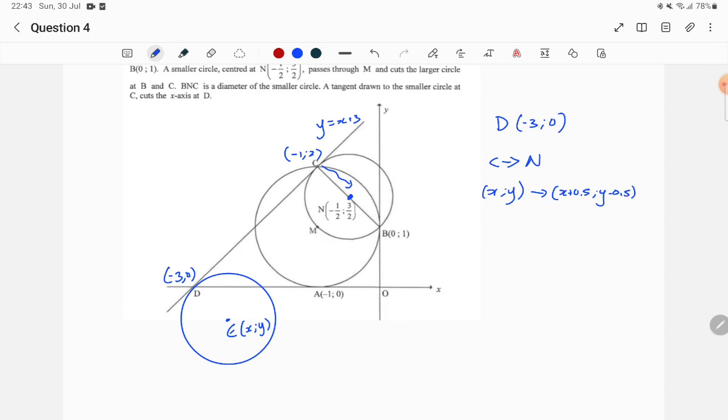Then thereafter, we need to get from D to E. So D to E, and that transformation becomes the same translation as from C to N, since it will be exactly the same distance because it's still a tangent. That specific same line is still a tangent. So what's only changing is the actual center.